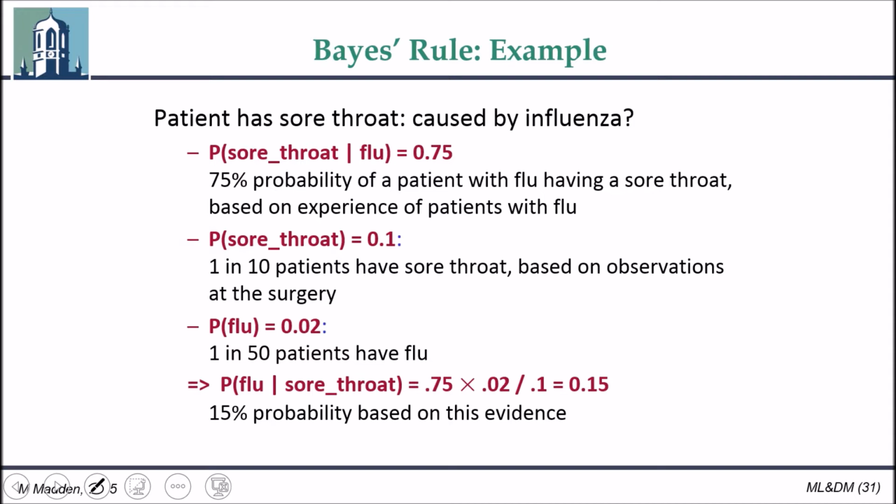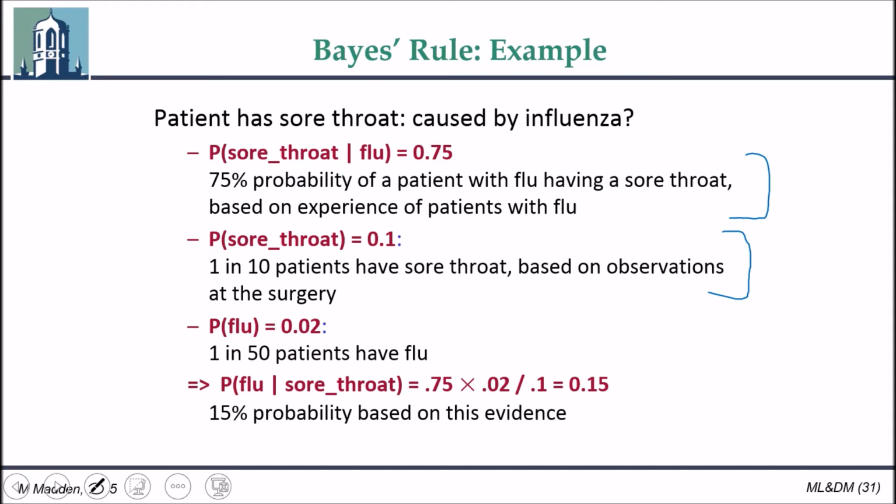So the probability of a sore throat, given that you have the flu, is 75%. As is written here, my experience based on my patients who show up at my clinic in the computer science department is that there's a 75% chance of somebody who I know to have the flu having a sore throat. We also know that in general at this time of year there's a 10% chance of somebody showing up with a sore throat. 1 in 10 people have a sore throat.